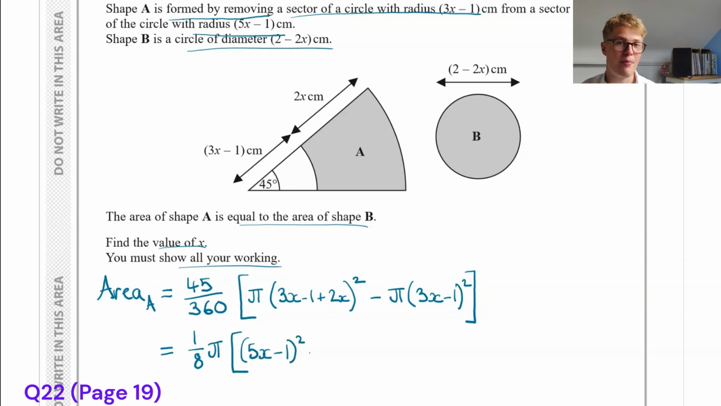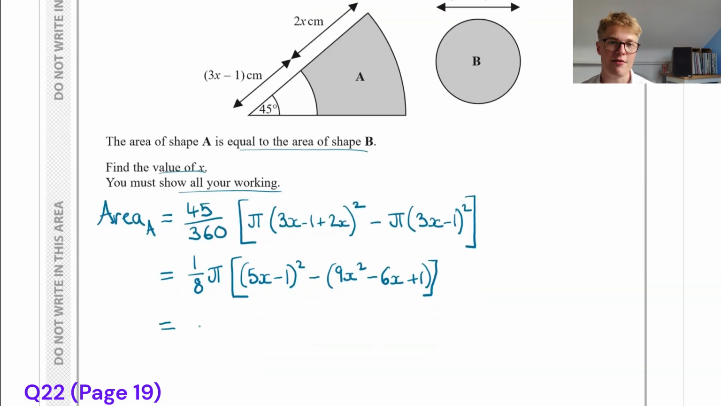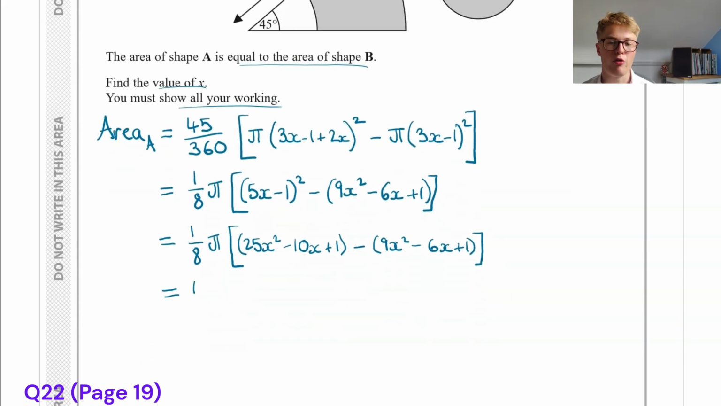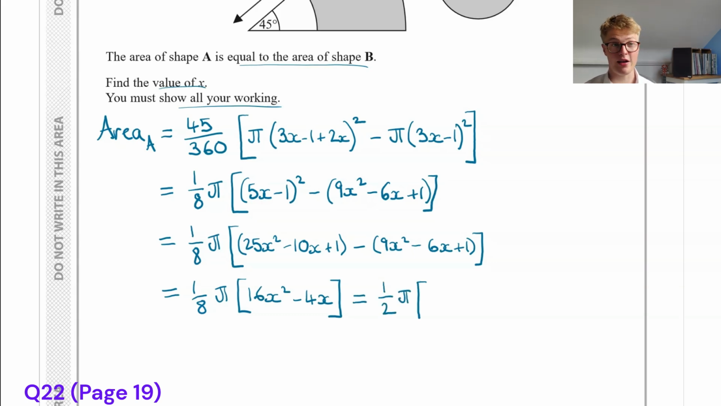So we end up with an 1/8 pi times (5x - 1)² - (9x² - 6x + 1), because we've expanded (3x - 1)². This then gives us an 1/8 pi times (25x² - 10x + 1), because we've expanded (5x - 1)², and then minus (9x² - 6x + 1). When we match up all the terms and simplify, we end up with an 1/8 pi times (16x² - 4x). And as you can see, we can factor out a 4 from that equation, so we end up with a half pi times (4x² - x).